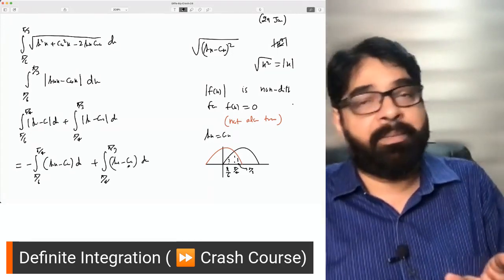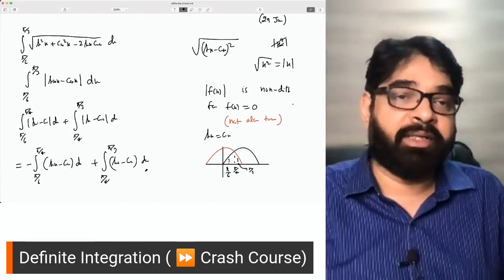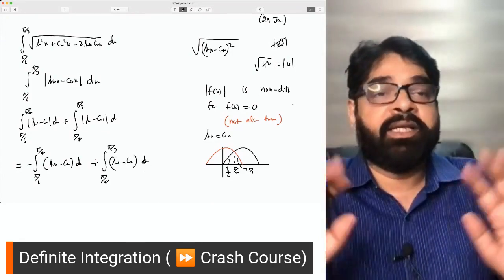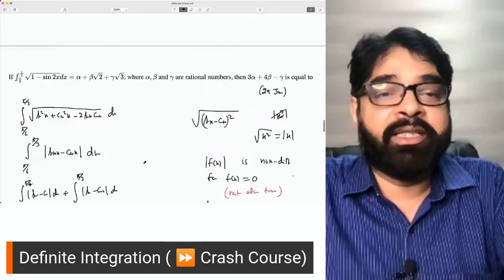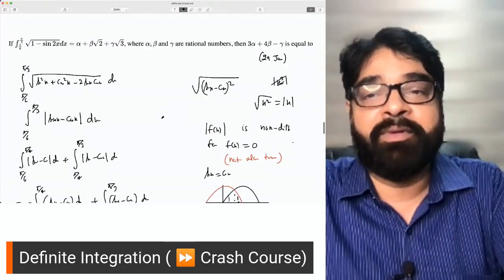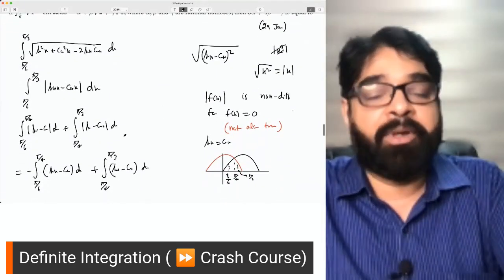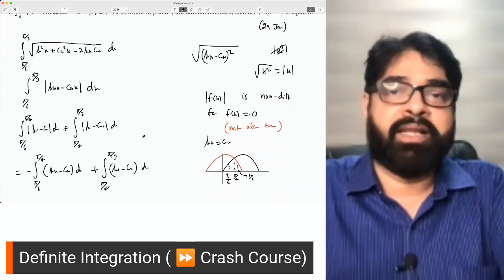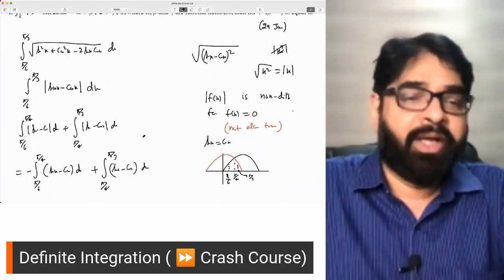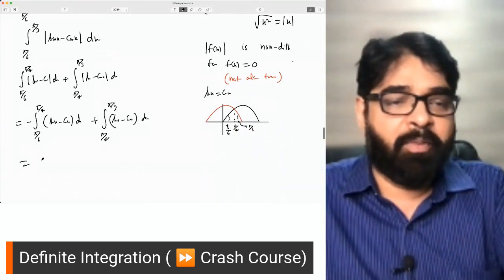Do you understand? Further, I'm not solving. I hope everybody can solve it. I don't have to help you. Is it clear to everybody? Right? So you'll get some value in terms of root 2, root 3, alpha, beta. You can get it. I'm not solving. You can solve. Sin x integration, you know. Cos x integration, you know. Everything you know.